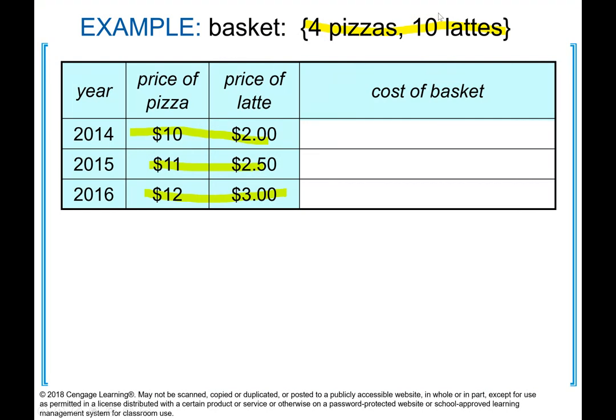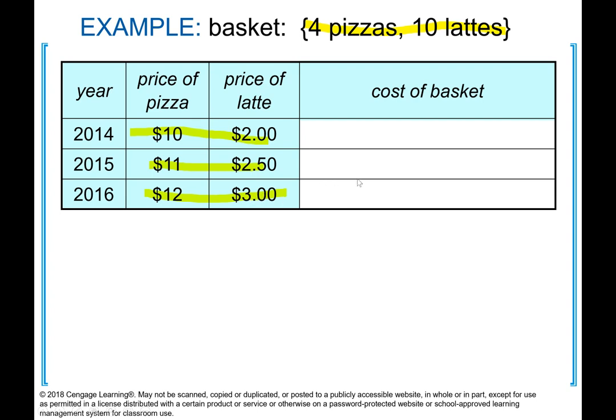First, fix the basket. That was number one. Here, the basket is fixed for us. The basket is 4 pizzas and 10 lattes. Number two, find the prices. Go around and find the prices. Here we have found that in 2014, pizza was costing $10, $11 in 2015, $12 in 2016. Latte was costing $2 in 2014, $2.50 in 2015, and $3 in 2016.